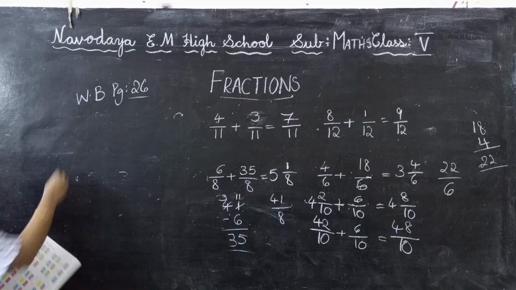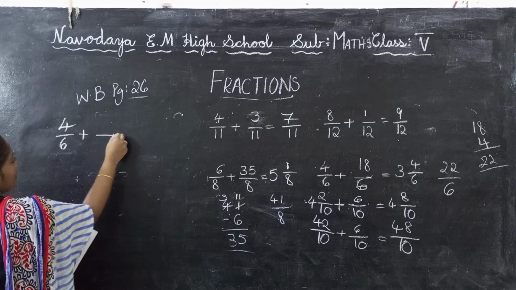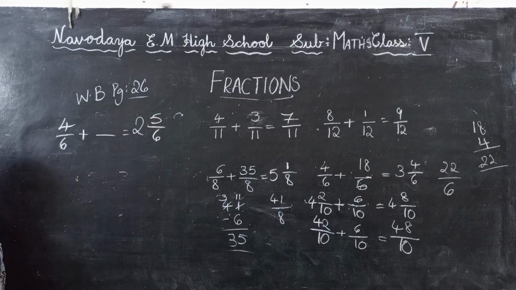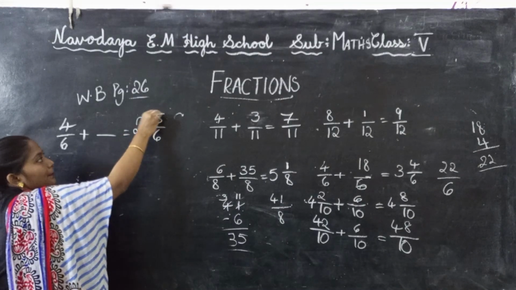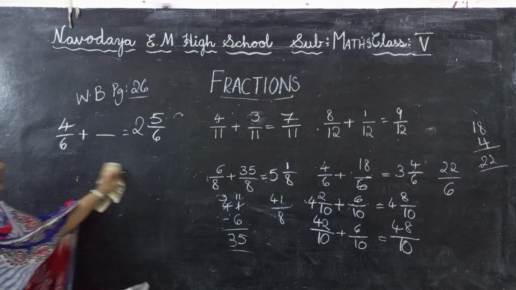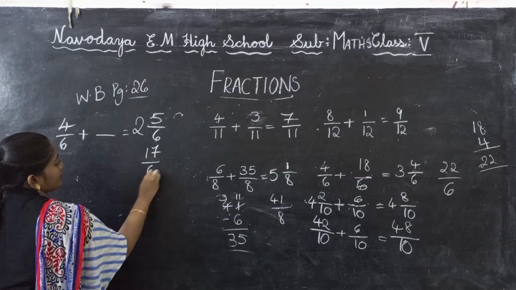4 by 6. What is it? 4 by 6 plus 2 5 by 6. 2 5 by 6. 6 twos are 12. 12 plus 5. How much it is? 12 plus 5 is 17. What is that? 17 upon 6.